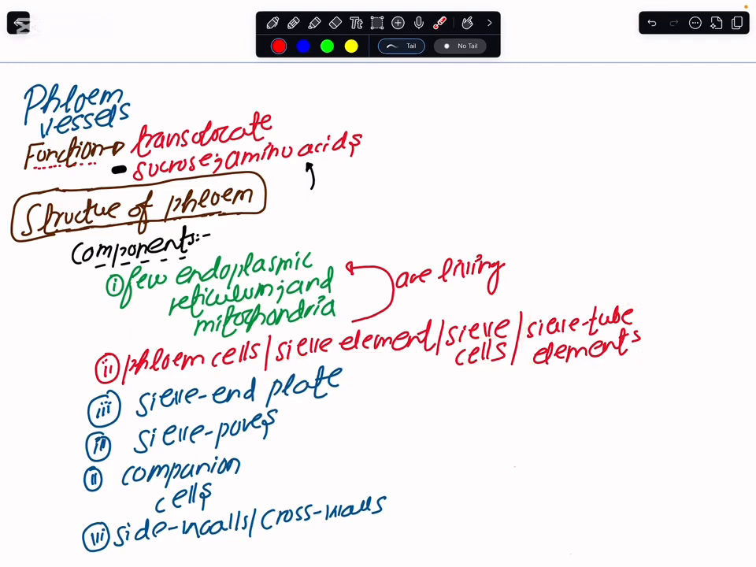Then there would be the sieve end plate. We will see some sieve pores. Then there would be some companion cells present. And then there would be the availability of the side walls. And also we would have the cross walls in them. Like cross walls were not available within the xylem, but now they are available within the phloem.